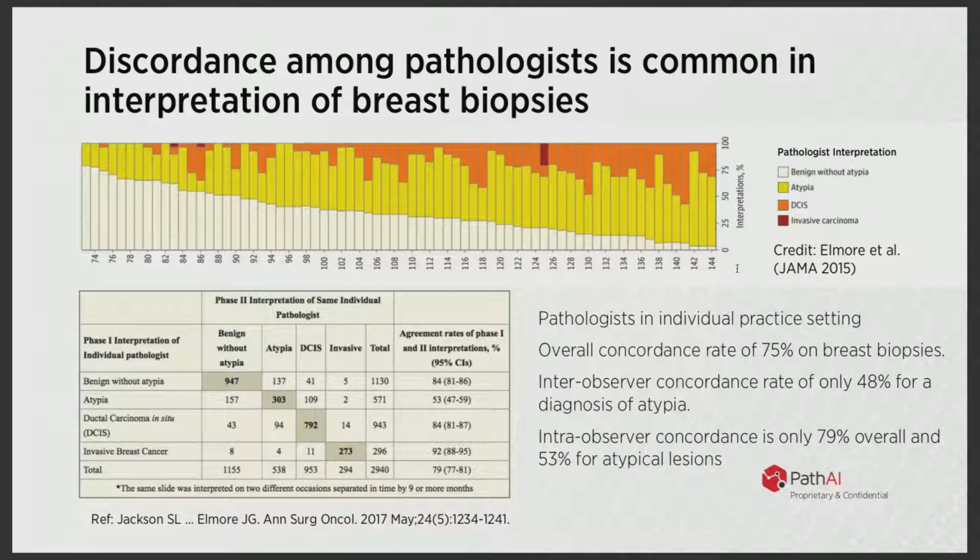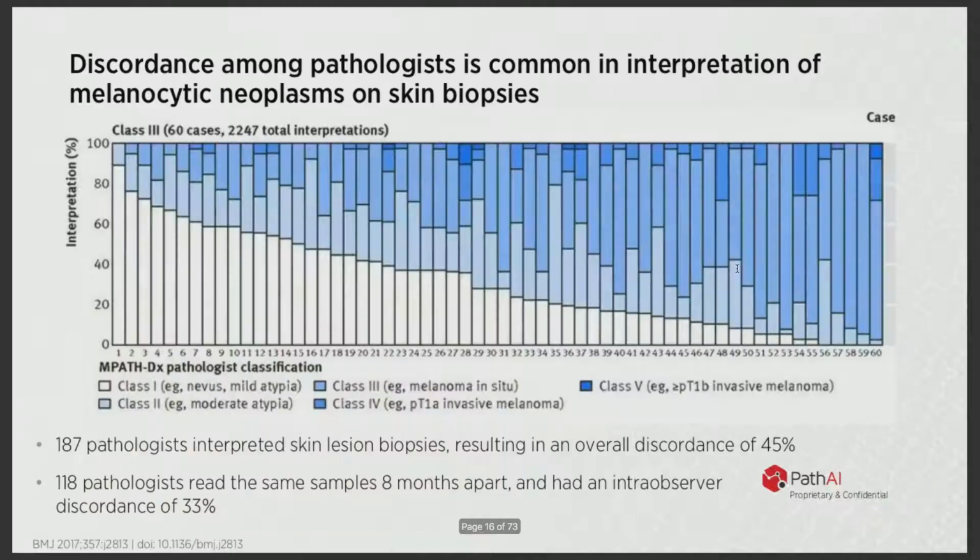The other interesting thing the study showed was intra-observer variability is just as big of an issue as inter-observer. So a person disagrees with themselves after an 8-month washout period pretty much as often as they disagree with others. So that's another reason why computational approaches would be valuable and why this really is a problem. And this is in breast biopsies. The same research group showed quite similar results.